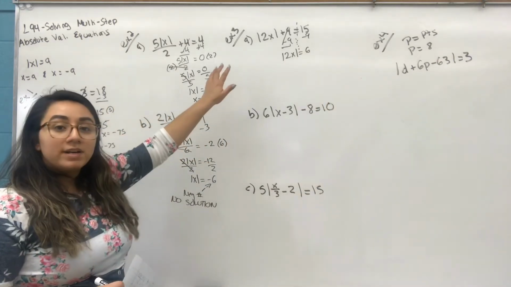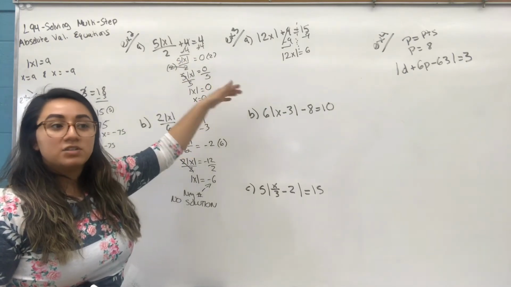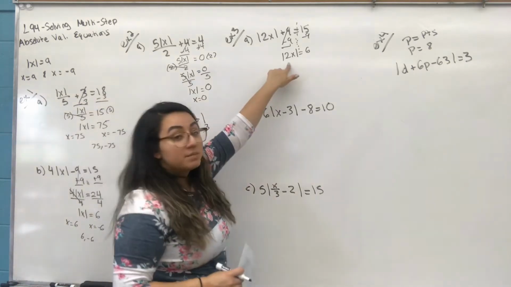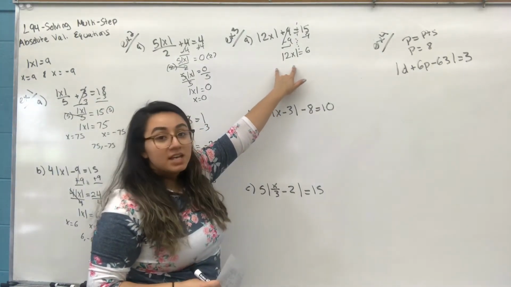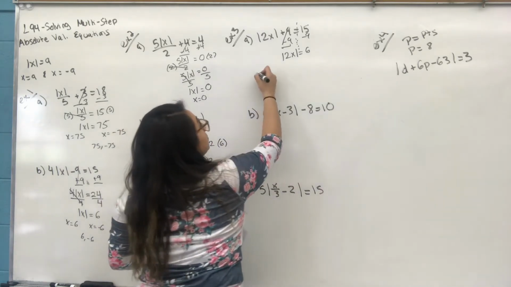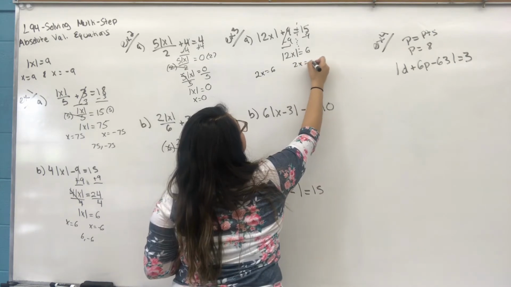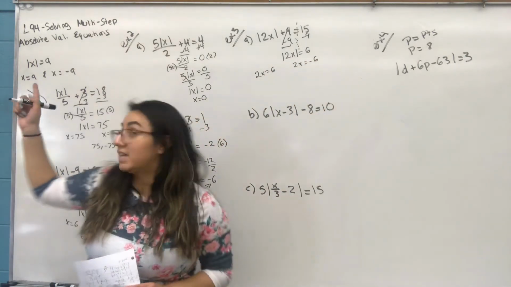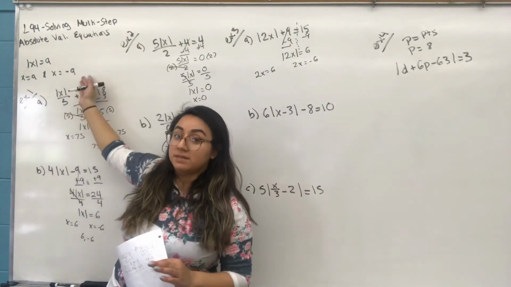And now from this point, there's no numbers on the outside of the absolute value bracket, meaning there's nothing multiplying, dividing, or adding, or subtracting. The number 2 is between the two brackets. From this step, you go ahead and set it equal to the solution, 2x equals 6, and you set it equal to the negative solution. You have to make sure that bracket is by itself before you go on to that last step.